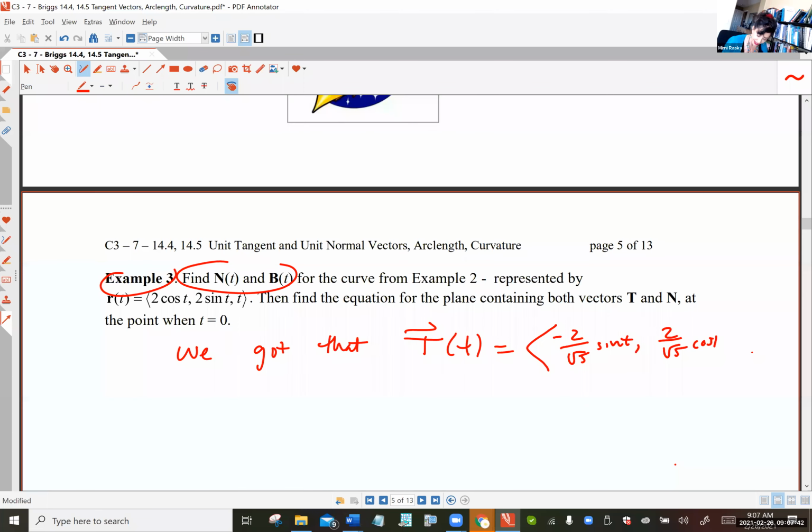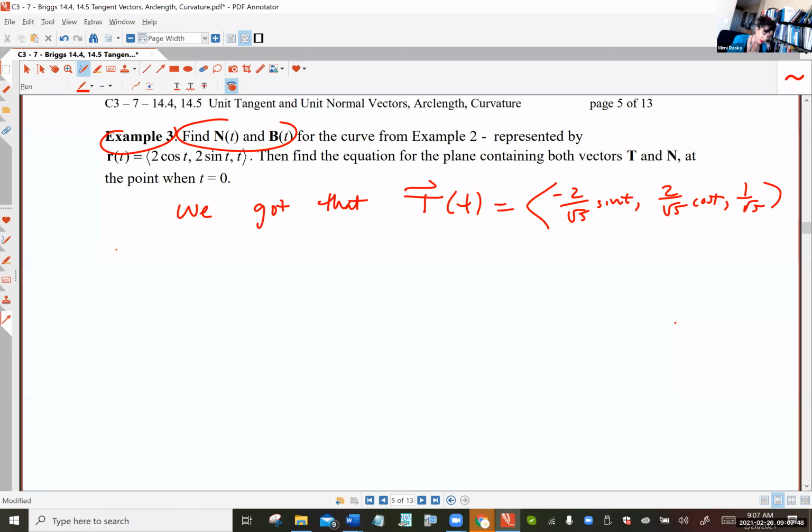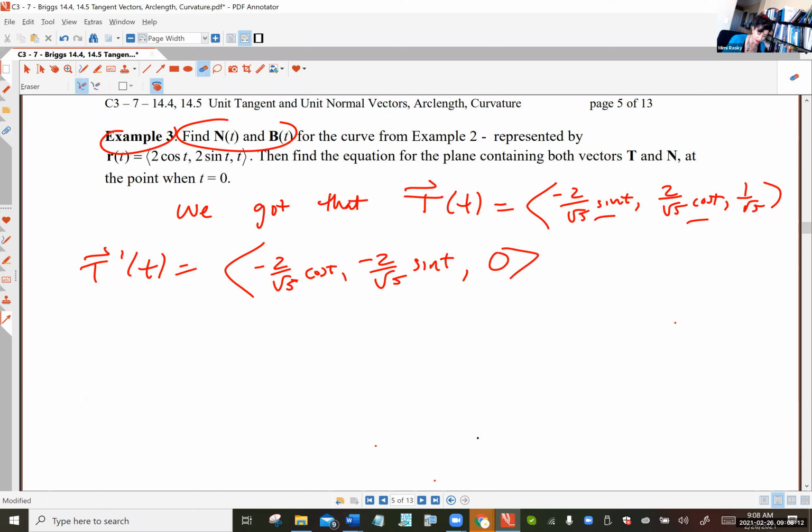Now you're not going to like this part, especially when we have to unitize this puppy. It's not too bad for this problem, but it could be worse. First you go get big T prime, which for this problem is not too bad, because you're just taking derivatives of sine and cosine. How bad could that be? The derivative of the first component is going to be -2 over square root of 5 cos. Then when we take the derivative of cos, we get a negative sine, and the last component has a derivative of 0 since it's constant.